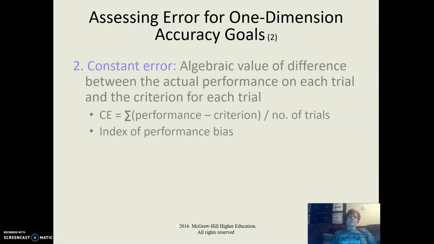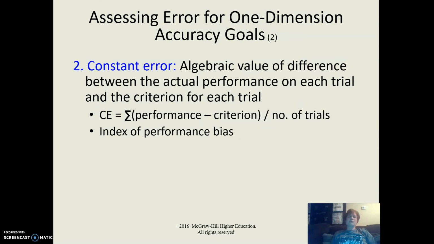The next error measurement is called constant error, and this is where you do take into account algebraic plus, minus, positive, negative, and the difference between one performance and another performance. And so maybe I was 50 seconds faster this time than last time. I would have a plus, or let's say, or slower. And so the constant error is a better measurement to give you what we call a performance bias.